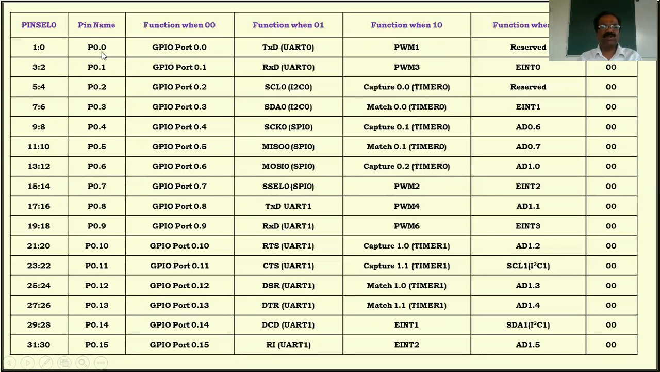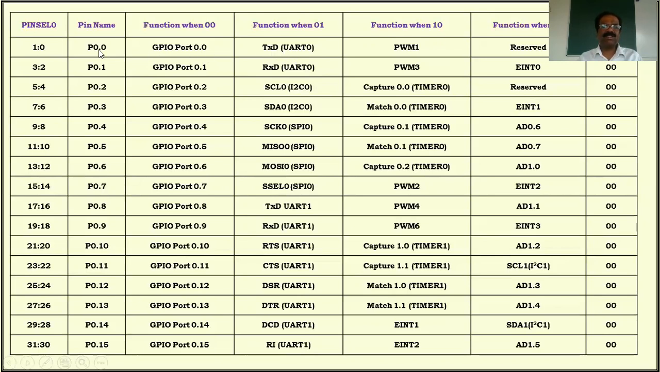For P0.0, the reserved 2 bits are bit number 0 and bit number 1 of pin select 0. Then for P0.1, the reserved bits are bit number 2 and bit number 3. With 2 bits, we can have 4 combinations: 00, 01, 10, 11. If you write 00 here, we can use P0.0 as a GPIO port for input output; we can connect some LED or some switches. If it is 01, then I can use P0.0 as the transmit data TXD pin.